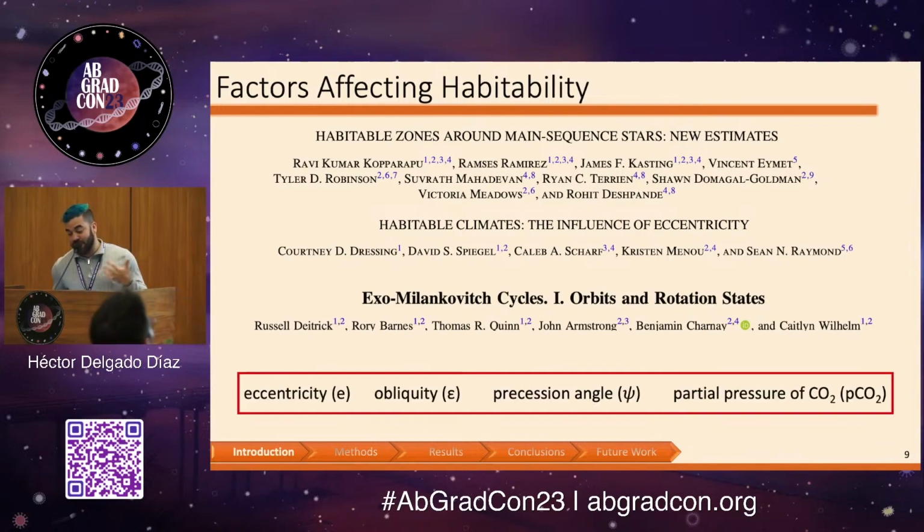And these are the eccentricity that I mentioned, which is how oval or circular that orbit is. The obliquity, which is that tilt of the rotational axis from the plane of orbit of the star system. The precession angle is the angle of wobbling of that rotation axis. And the partial pressure of CO2, which is how much CO2 is built up in the atmosphere of the planet.